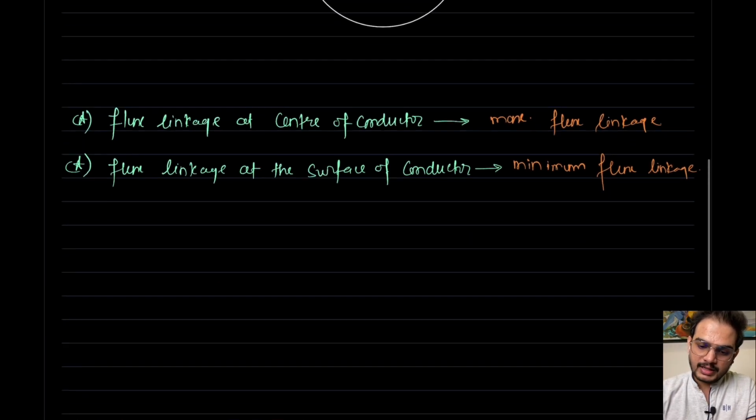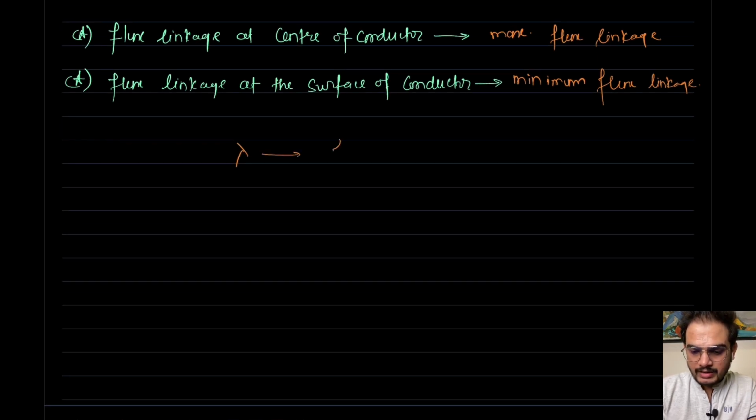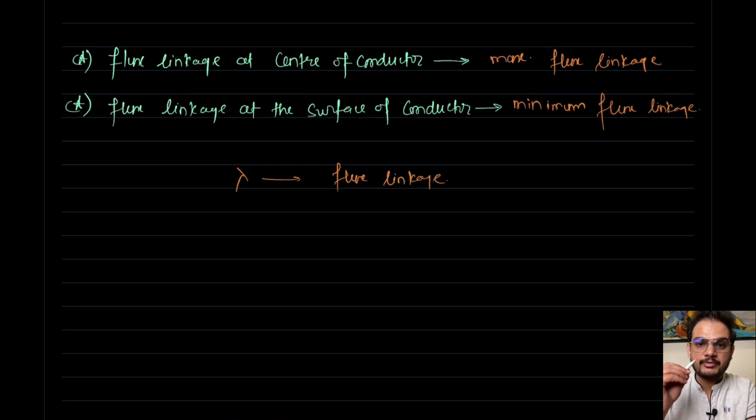Okay, so here I will represent the flux linkage by the letter psi, or lambda. Okay, let's take lambda. Lambda is my flux linkage, and at the center of the conductor my flux linkage is maximum, and at surface my flux linkage is minimum. This is a very crucial point that we need to remember. At surface my flux linkage is minimum, at center my flux linkage is maximum.